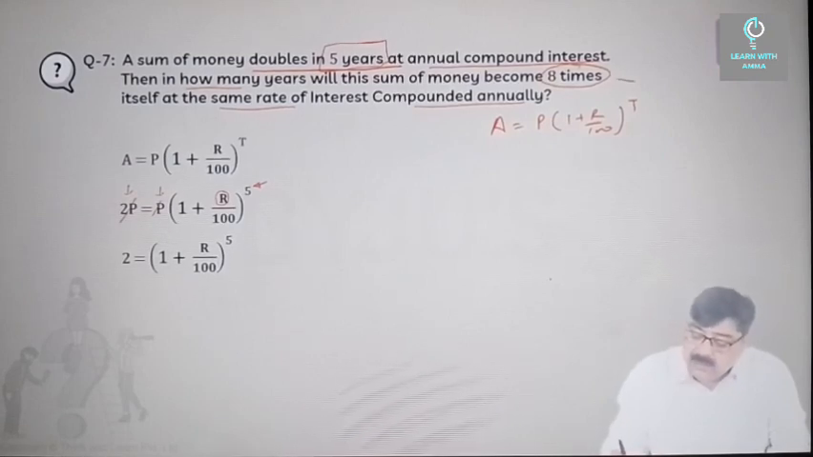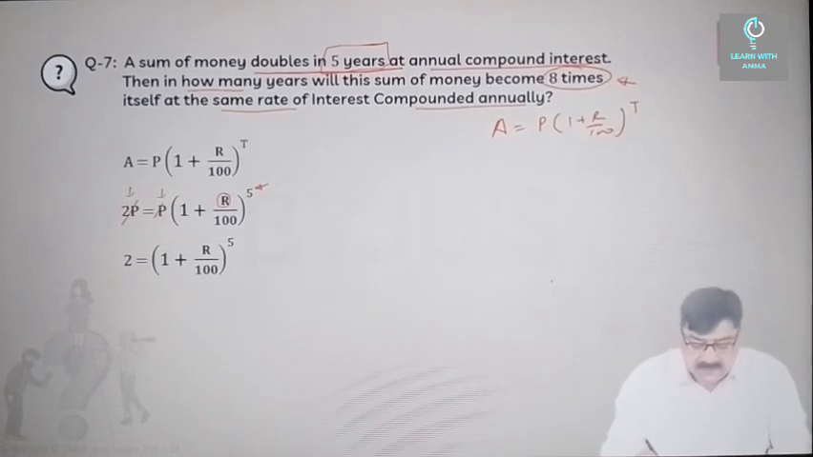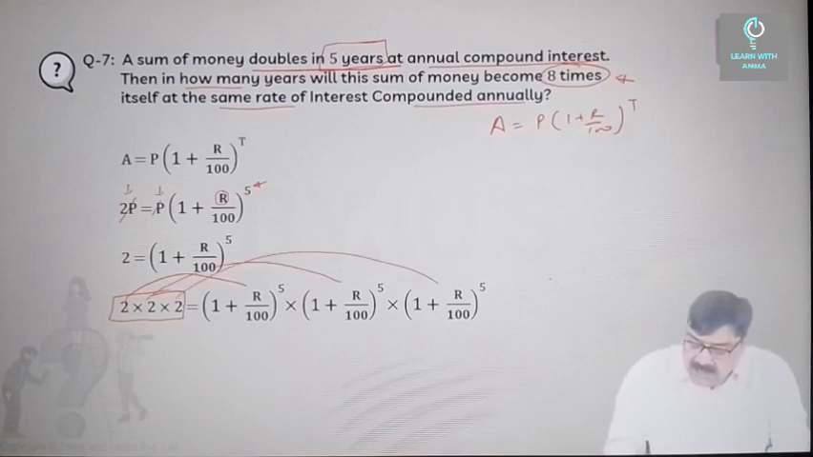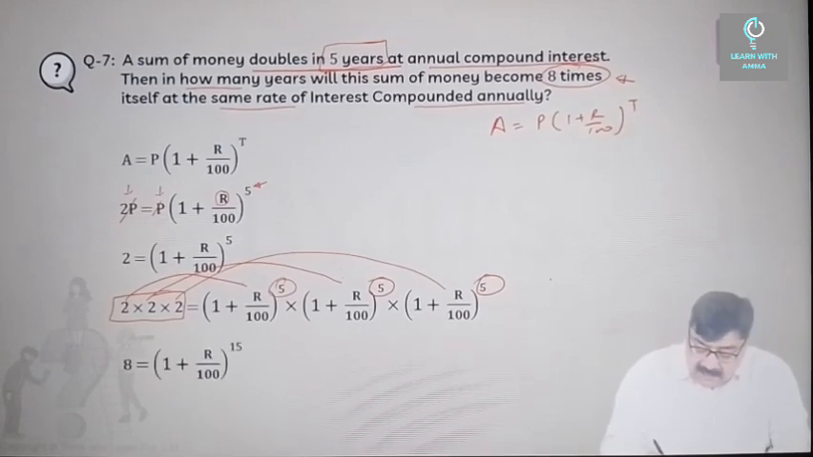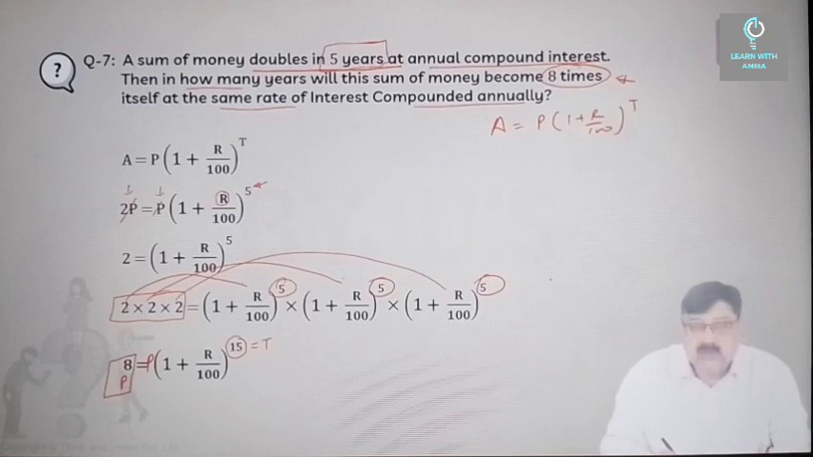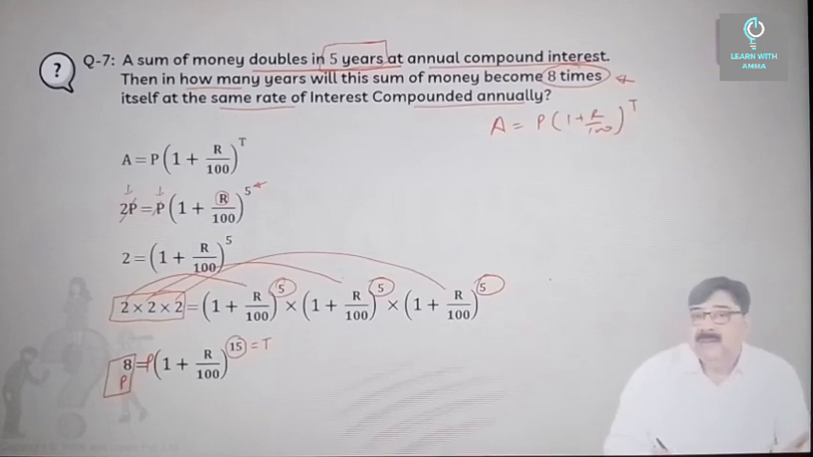Now, how much do you want it to become? You want it to become 8 times. So in that case, how do you get an 8 here? 2 into 2 into 2, 2 cube. And every 2 corresponds to 1 plus R by 100 raised to 5. So this 5, 5, 5 gets added and the time duration becomes 15 years. So this is 8 times the principal and this is P anyhow, so it gets cancelled. This is what represents that the amount is 8 times the principal. And this is where we get the time duration.